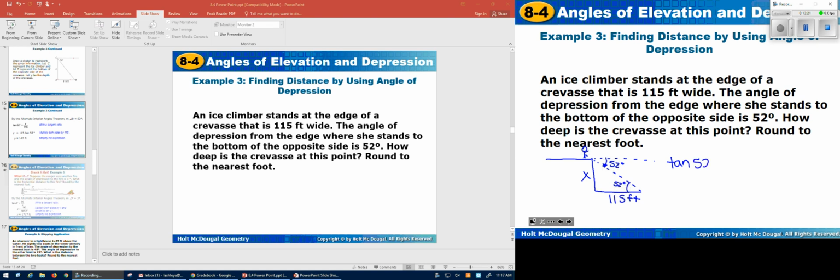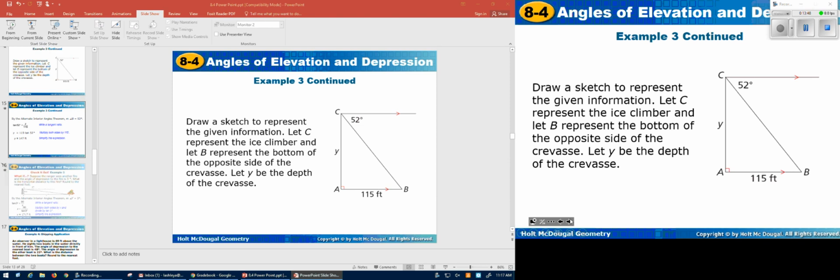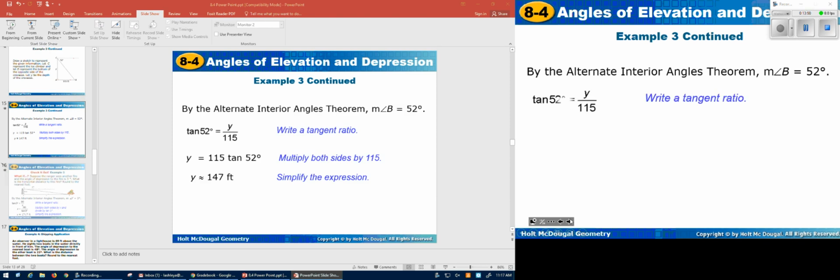Okay, tangent of 52 is equal to x over 115. And again, the rule was if it's up high, we multiply. So x is going to equal 115 times the tangent of 52, approximately, to the nearest foot, 147 feet. Questions? Okay, let's do the next one together, and then I'm going to let you try the last one on your own, okay?